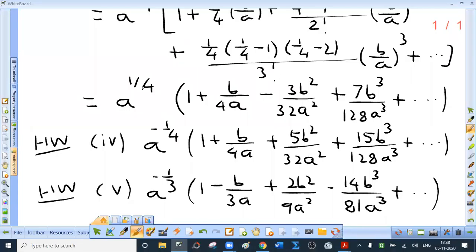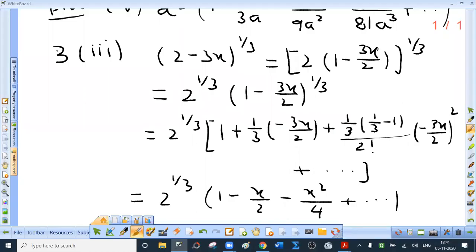So what is the answer? a raised to 1 by 4 into in bracket 1 plus b upon 4a minus 3b square upon 32a square plus 7b cube upon 128a cube plus dot dot dot. Fourth and fifth are for homework. These are the answers.